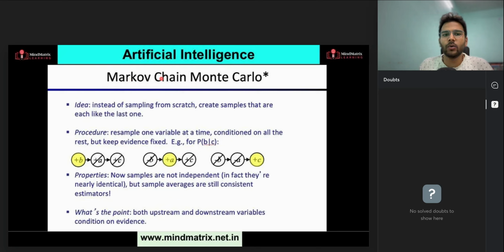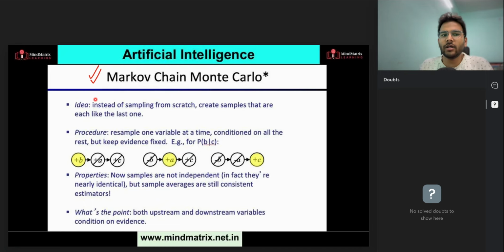In case of this Markov chain Monte Carlo, basically this is another type of sampling, but in this Markov chain Monte Carlo sampling, we have a specific case which we call Gibbs sampling. Okay, so that is important from your exam point of view, and we will be discussing that now.